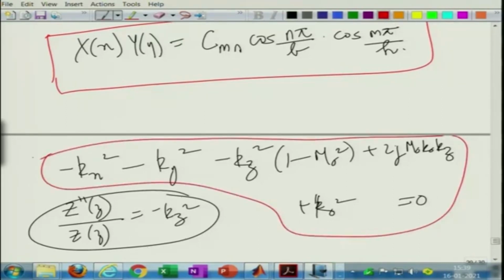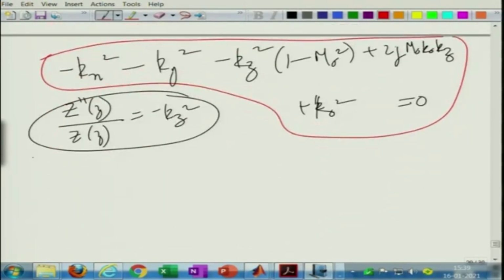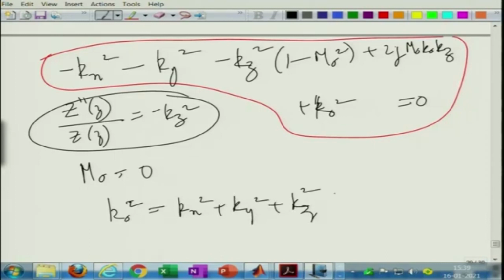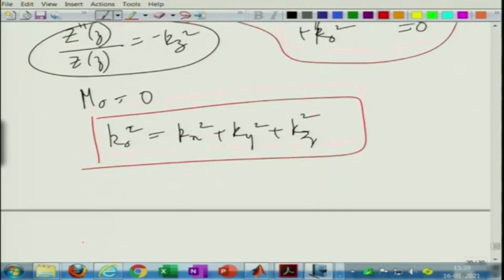Now, let us consider quickly the case of 0 mean flow. When you have your M naught as 0, we are introducing for the first time the concept of cut on frequencies or cut off frequency. So, when you have such a thing, then clearly k naught square is equal to kx square plus ky square plus kz square. So, what is this cut on frequency? We will soon figure out in a different context.